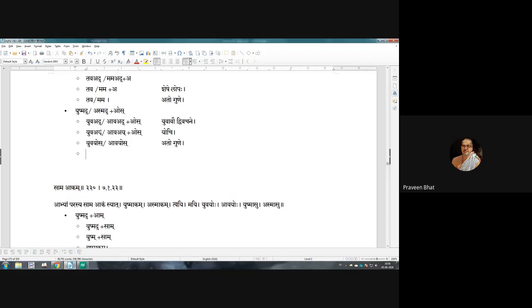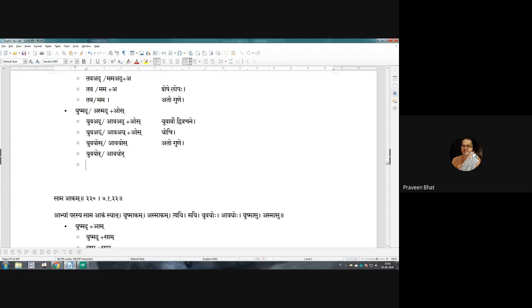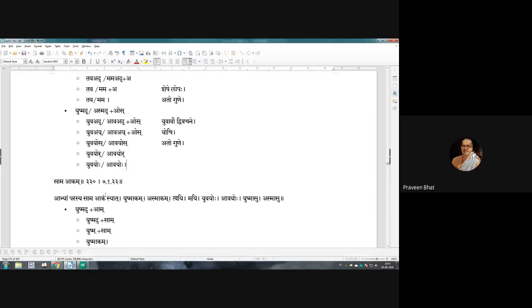And then rutva visarga will give you yuvayoho, avayoho. That's the shashti dvivachana and saptami dvivachana.